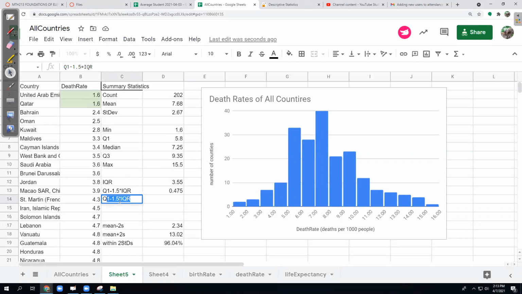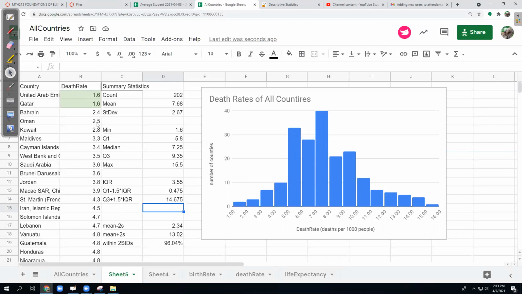Upper one, Q3 plus 1.5 times the IQR. It's always a good idea to put a label to indicate what you're doing. When you go back and look at it, you'll wonder what the numbers are otherwise. So starting at Q3, this time we look to the right, plus 1.5 times the value of the IQR. This says if a country has a death rate higher than 14.675, then that's unusually high compared to the rest of the countries. It looks like, according to the histogram, there are some countries like that.